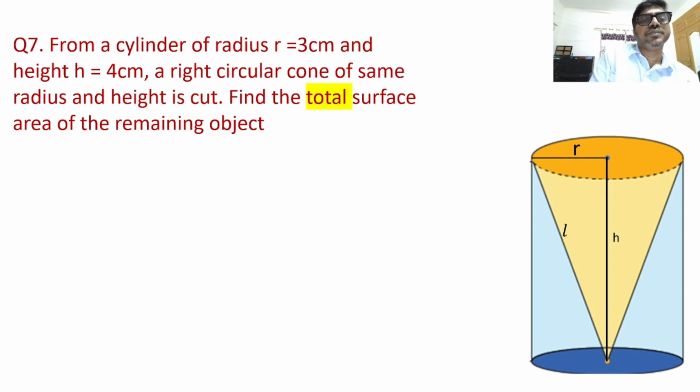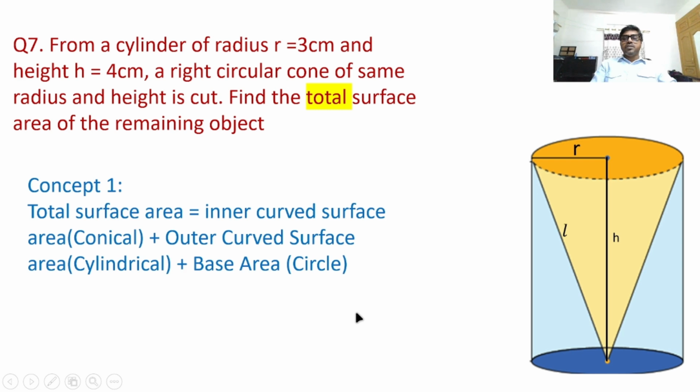Let's read the question. From a cylinder of radius 3 centimeters and height 4 centimeters, a right circular cone of the same radius and height is cut and removed. So we made a conical-shaped hole. Then find the total surface area of the remaining object. So let's look at it.